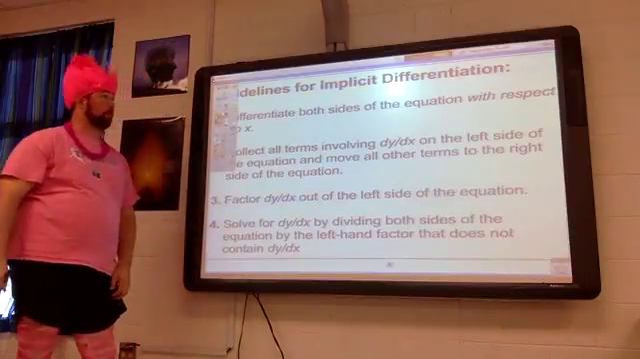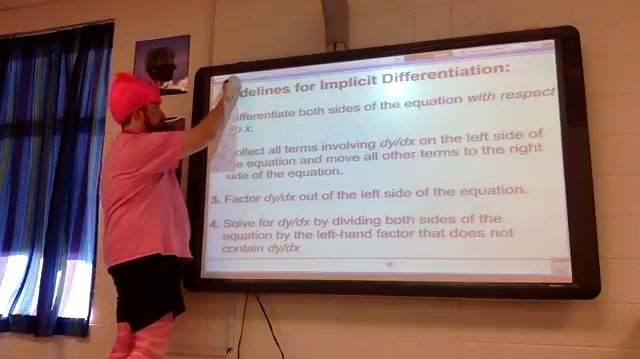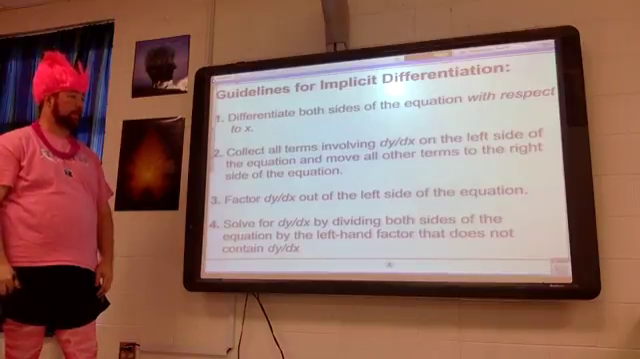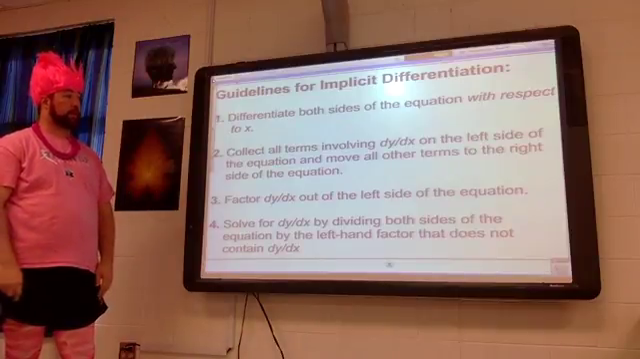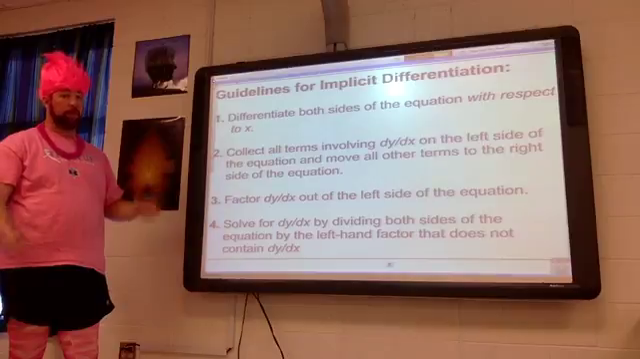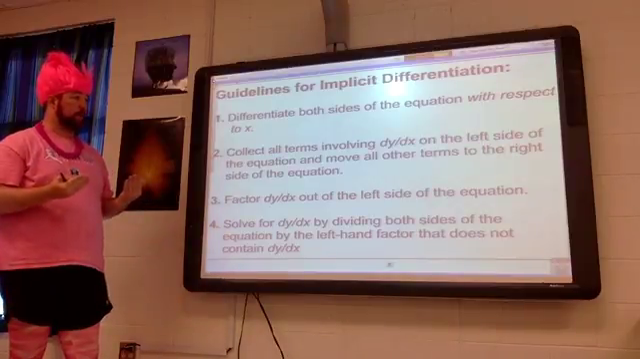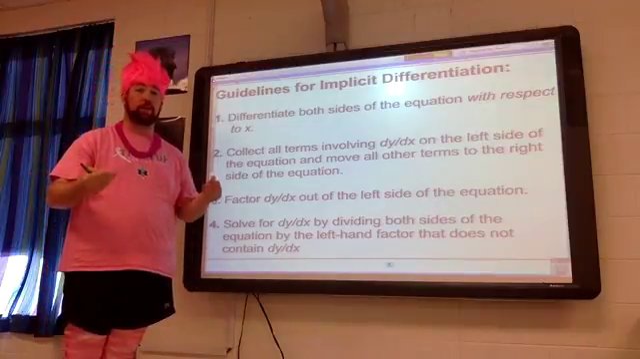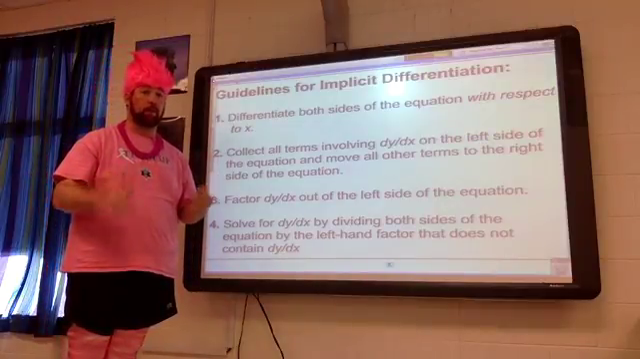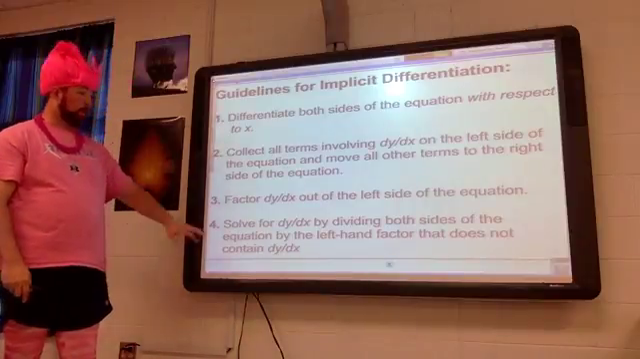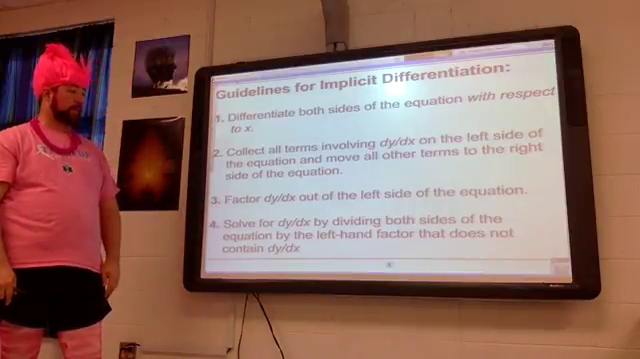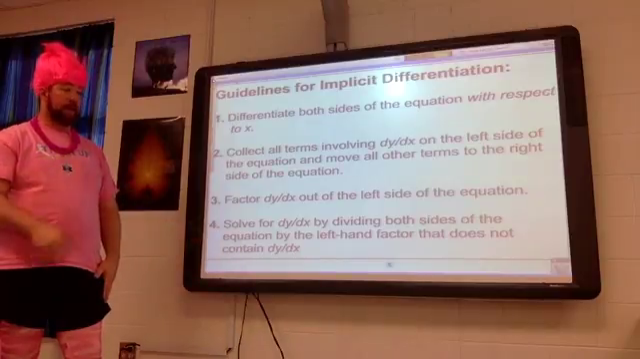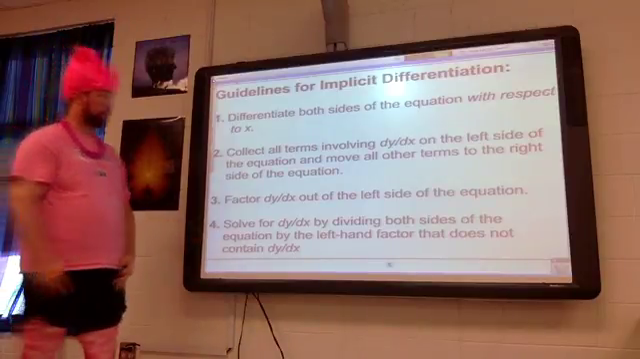Here are the rules for implicit differentiation. Differentiate both sides of the equation with respect to x. Collect all terms involving dy dx, or we could use y prime, on the left side of the equation, and move all other terms to the right side of the equation. Basically, you're solving for dy dx, or you're solving for y prime. We're going to factor out the dy dx on the left side of the equation, and then solve for dy dx by dividing by that factor that's not dy dx.